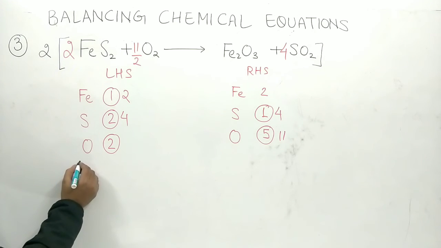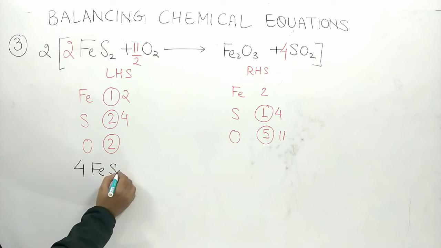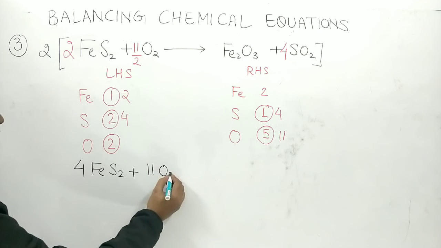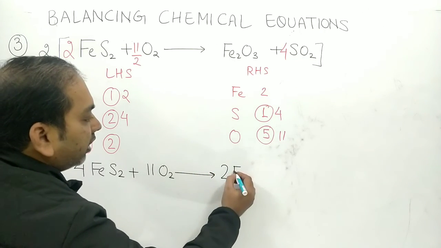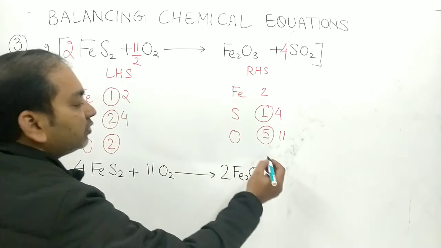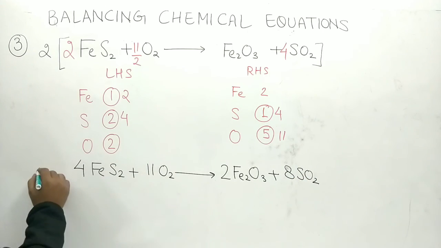If you multiply the 2 by 2, that becomes 4 FeS2, plus 2 cancels out, it becomes 11 O2, and this is again multiplied by 2, this becomes 2 Fe2O3, and this is also multiplied by 2, this becomes 8 SO2. So this is your balanced equation.